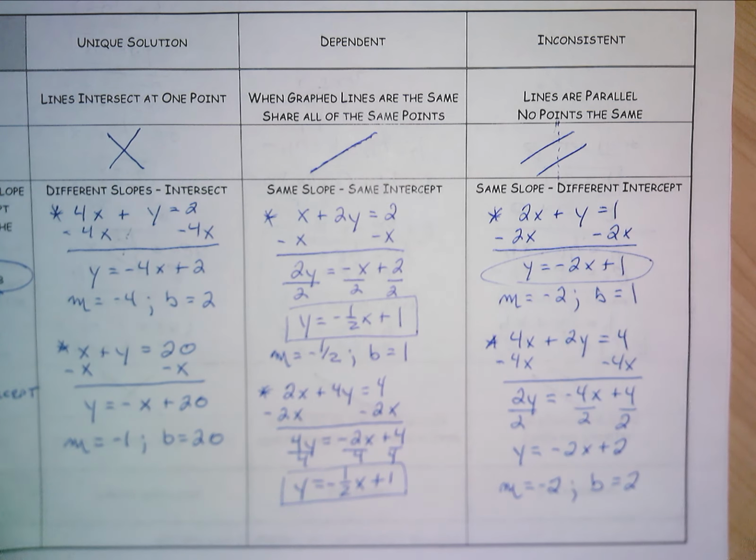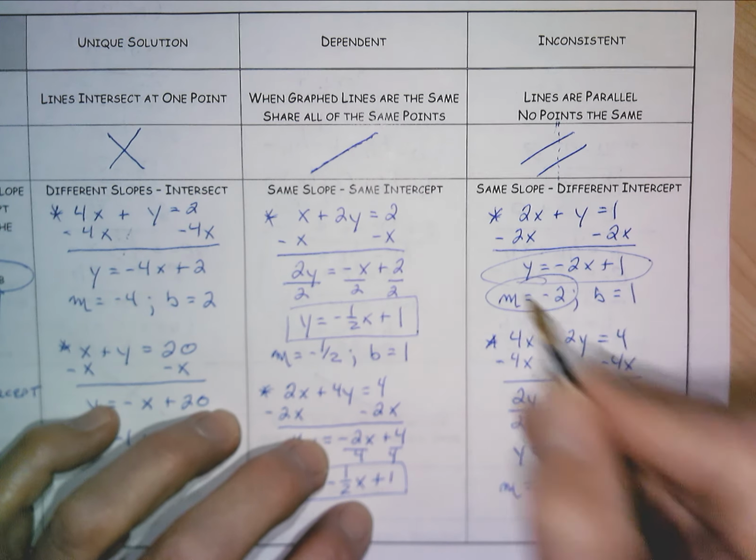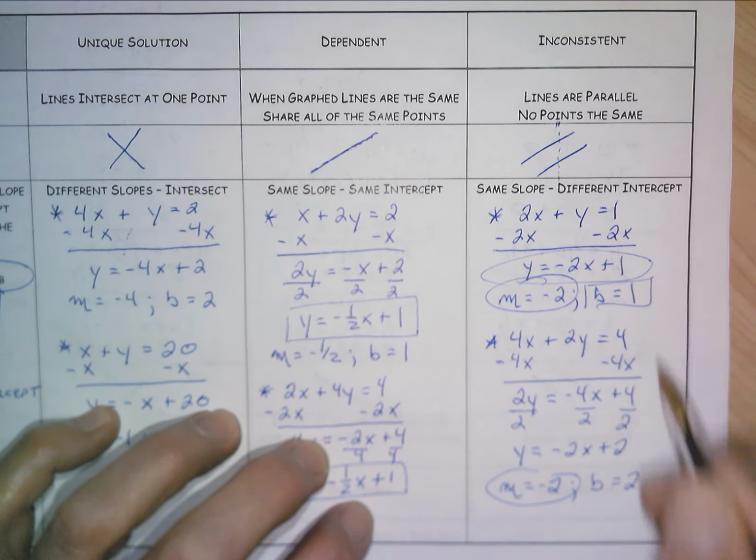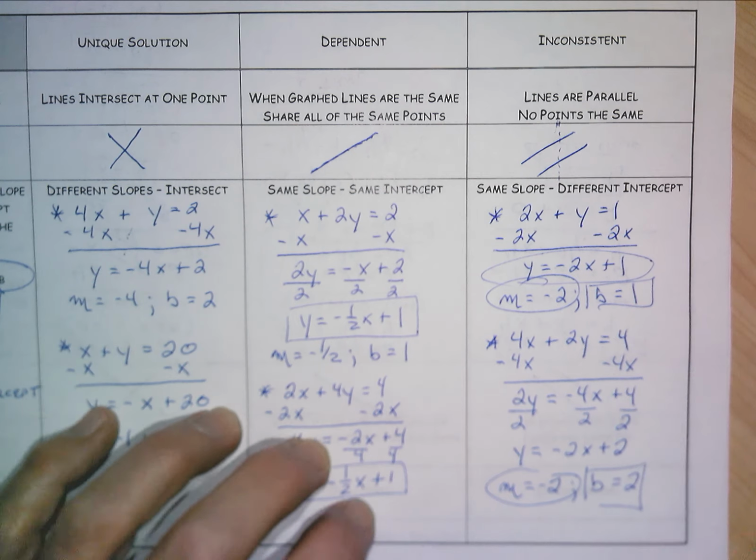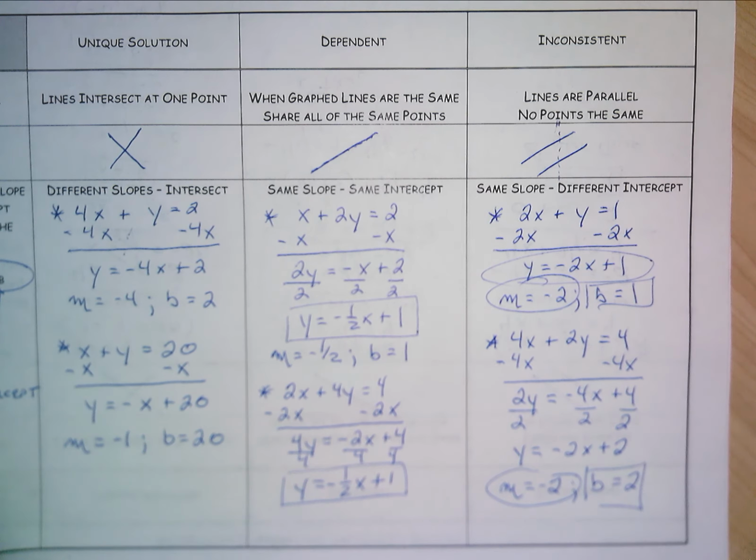So if I were to graph this, it'd have the same slope as this line, but it would go through 2 on the y-axis. So it would look something like that. They'd be parallel. They would never meet. They don't have a solution. They don't share any points at all. And all that information is here. Same slope, different intercept. They'll spend the rest of their lives next to each other but never touching. Got it?